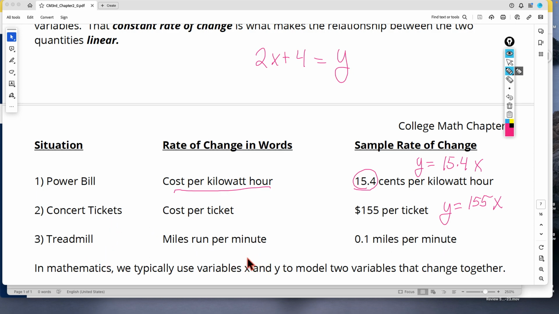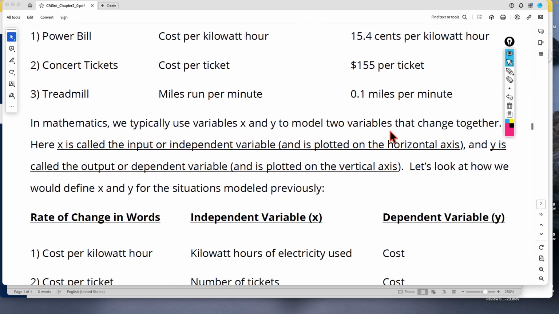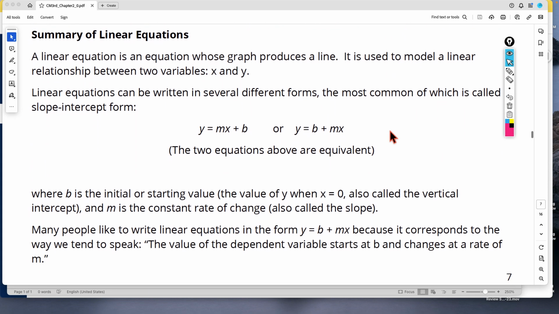If on the treadmill, miles run per minute, so you can run about 1/10 of a mile per minute, y equals 0.1x, where x is the number of minutes you've been running, you can calculate how far you've gone. Okay, so these numbers in front of the x are what we call rates of change. It's how quickly things are changing. So that's one concept we need for the linear functions. Okay, so we're going to go over this.